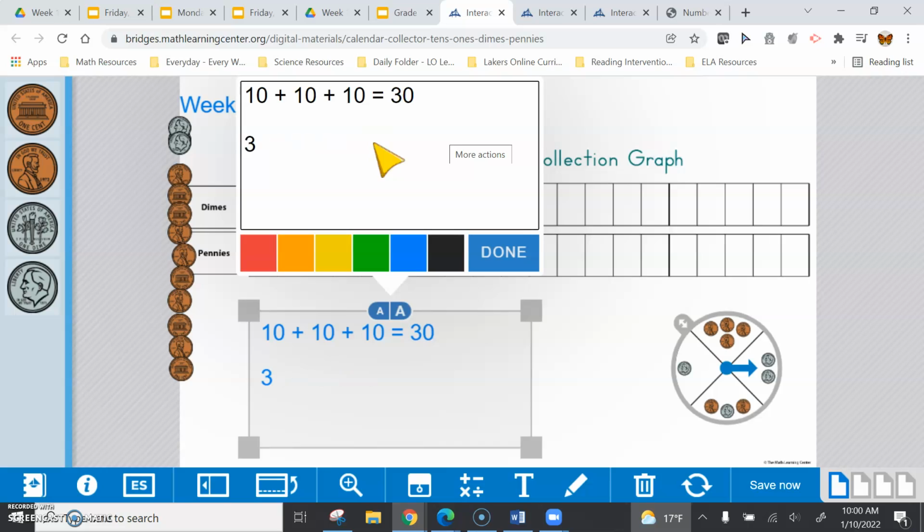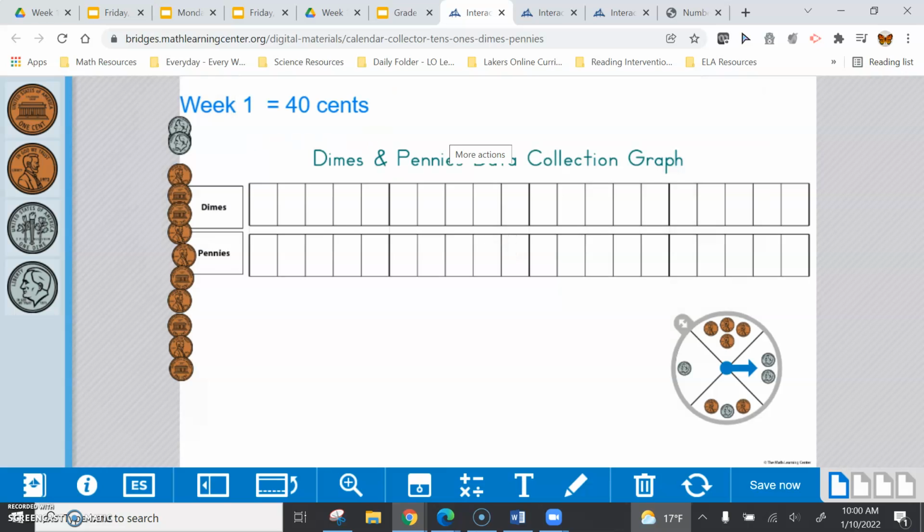We'll take all of this off of the screen so you can see clearly what is going on. Let's spin our spinner and find out what we have for this week. Our first day, we have 1 dime. So we're putting 1 dime in our collection.